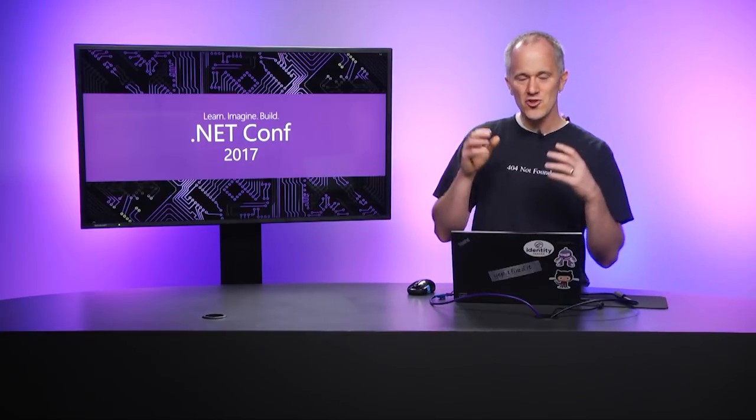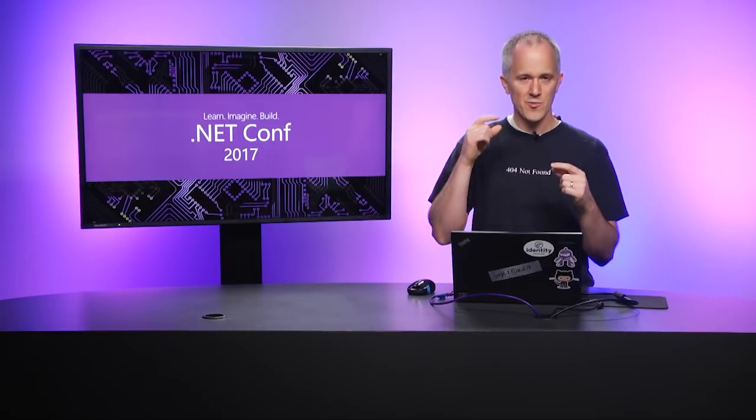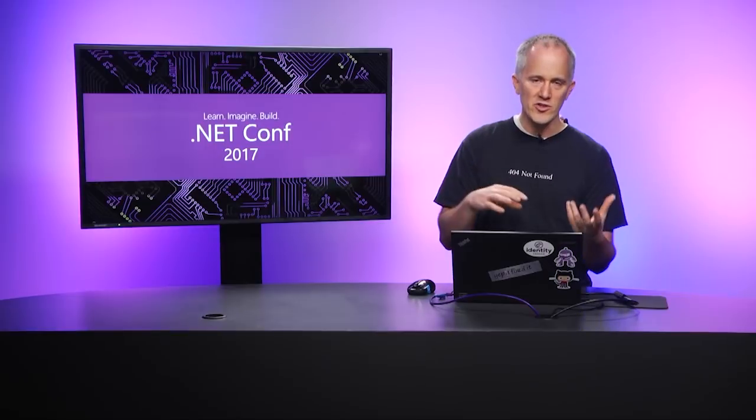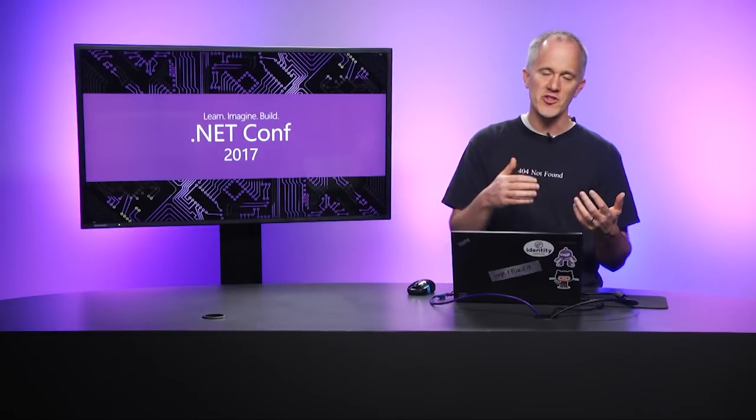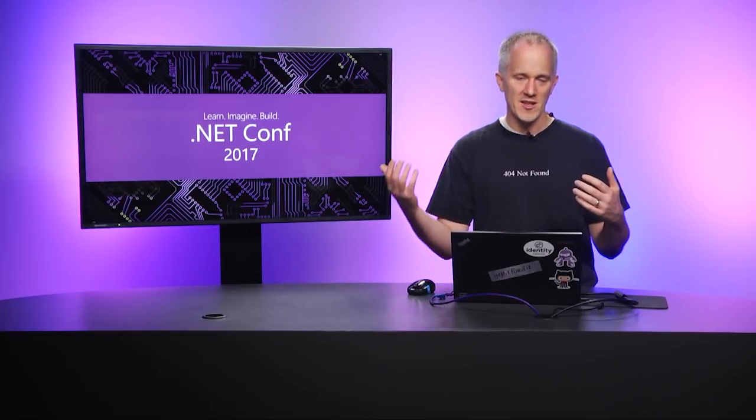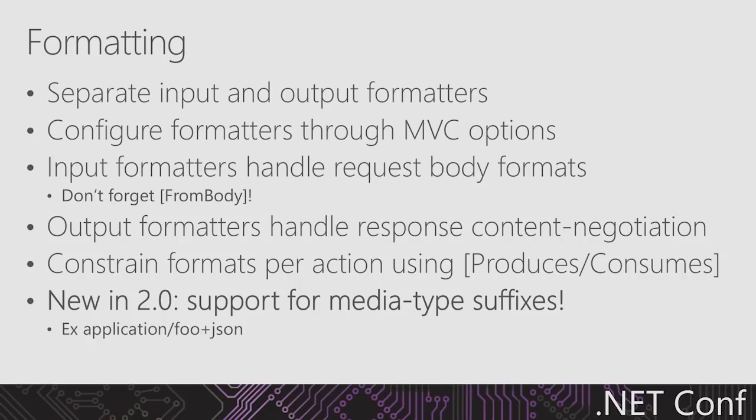Now, you can constrain which formats are actually supported by specific action methods using the produces and consumes attributes. Produces is used to control what formats can be returned, and consumes is used to constrain what formats can be received. New in 2.0, we now support media type suffixes. So if you have a media type of the form application/foo plus JSON, that will now get handled correctly by the system. For example, it will be handled by the JSON formatter out of the box.